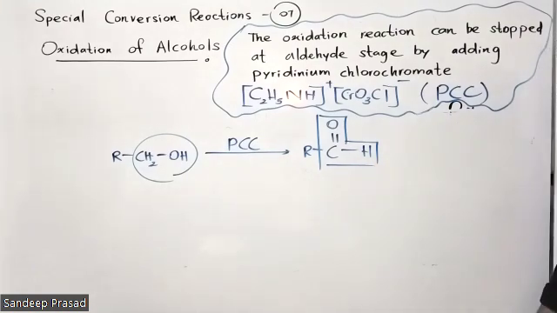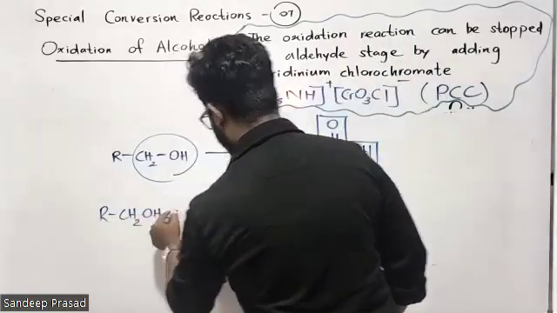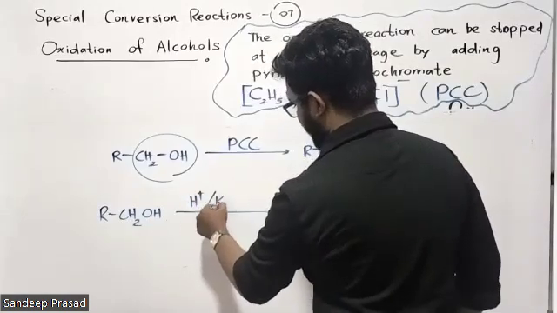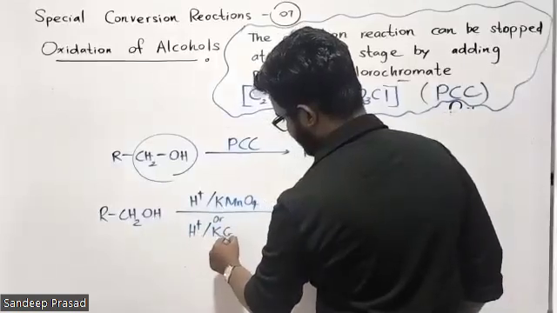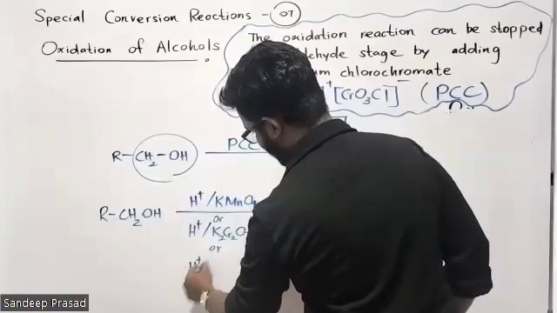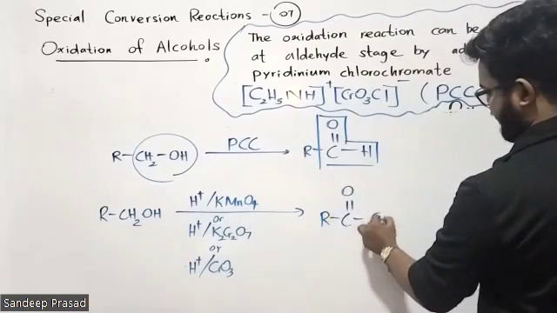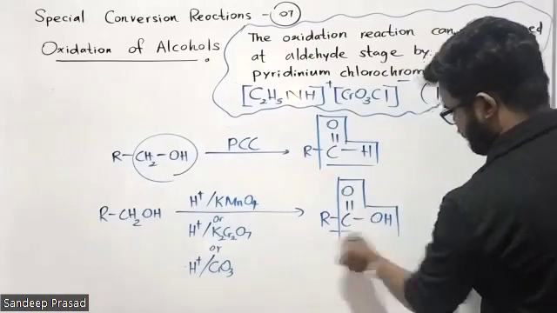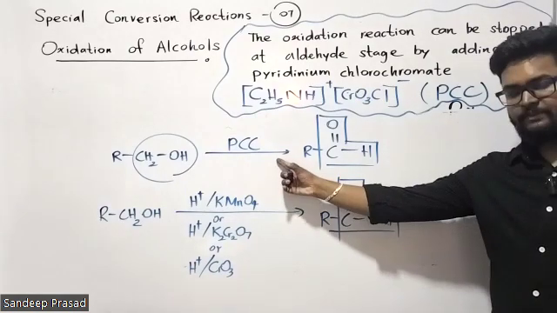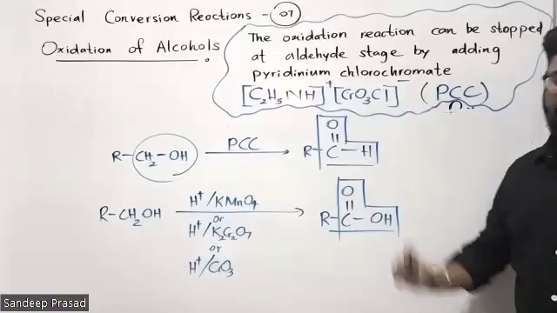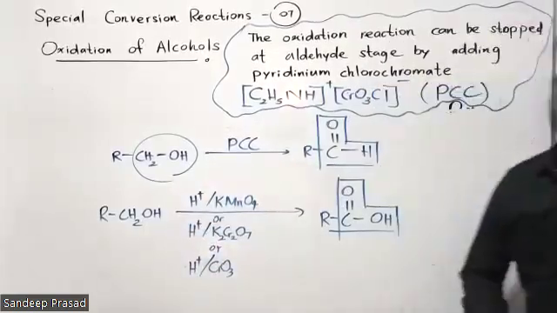Quickly write down this one. So we learned that when we add acidic KMnO4, what will happen? We are adding acidic KMnO4 or else acidic dichromate or else acidic CrO3, anything. What will happen? So this will convert into carboxylic acid. But when we add PCC, what will happen? It stops at the aldehyde stage. So you have to remember this one. Primary alcohols.